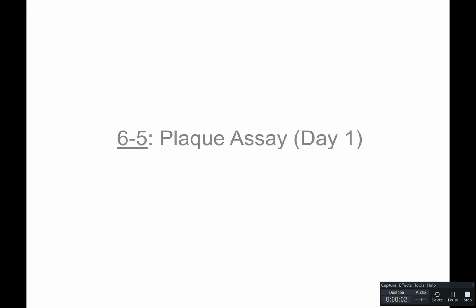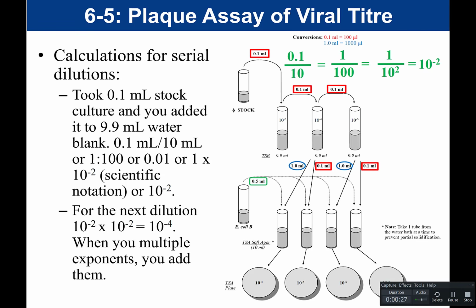So now let's review what you need to know for the plaque assay. For your plaque assay, you should be able to calculate your serial dilutions. So both your dilution factors, the amount that you're diluting each time, as well as your final dilution factors. So your final dilution factors in these tubes, as well as the final dilution factors that are on these plates.